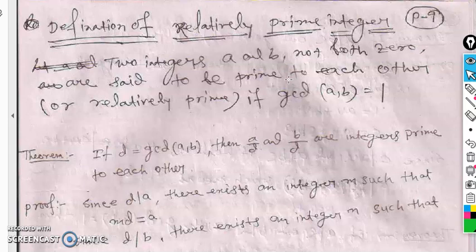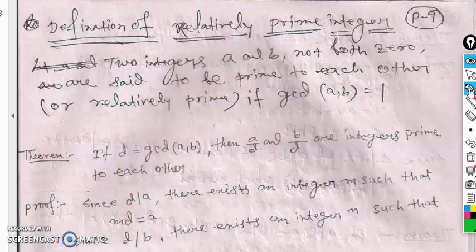Now in this lecture we want to learn the application of this particular theorem. First, a definition regarding prime integers. According to your previous knowledge, what is the definition of a prime integer? If a number is divisible only by itself and 1, it is called a prime integer.